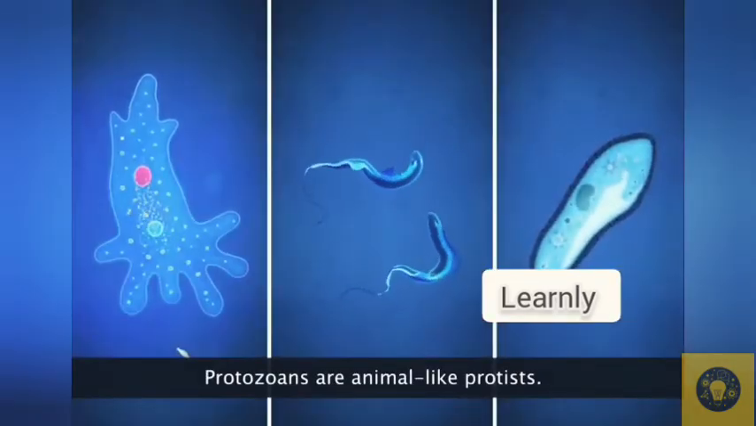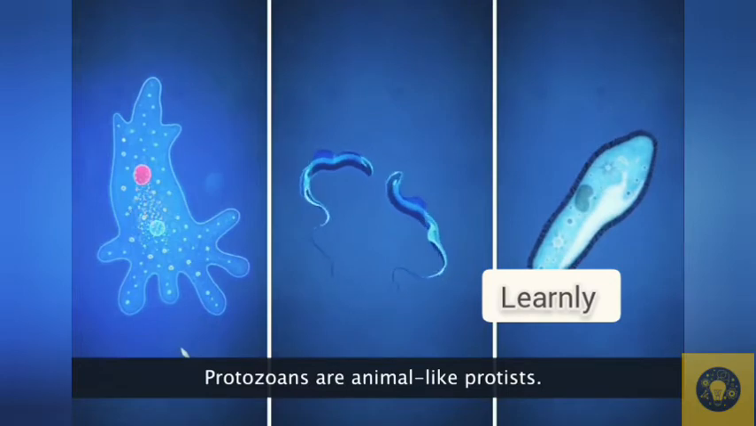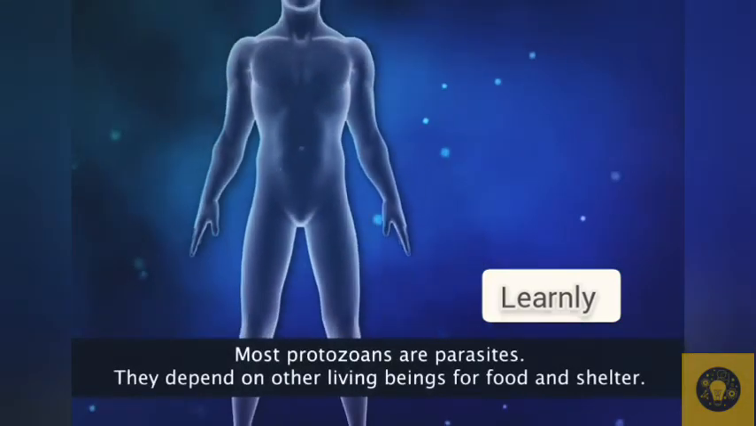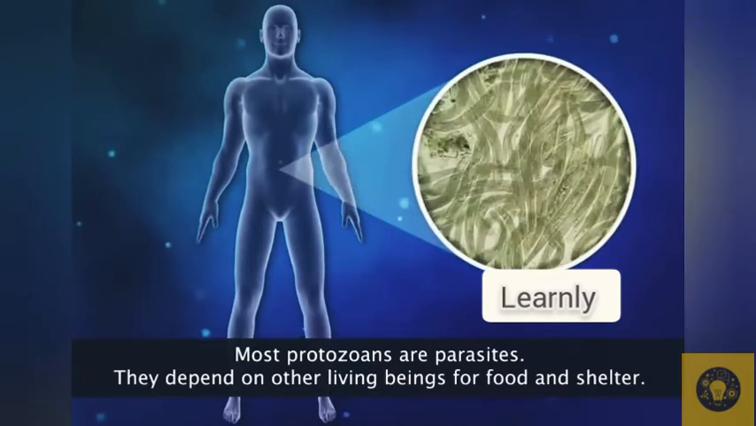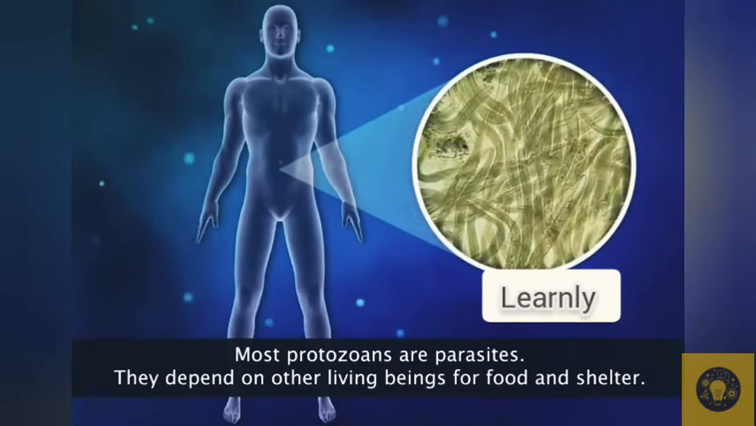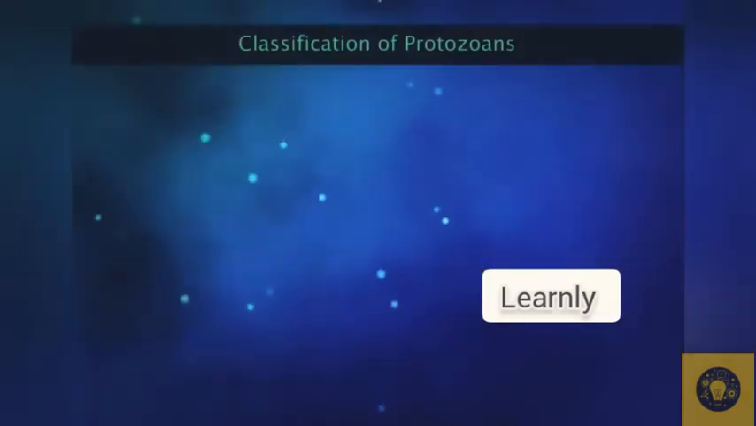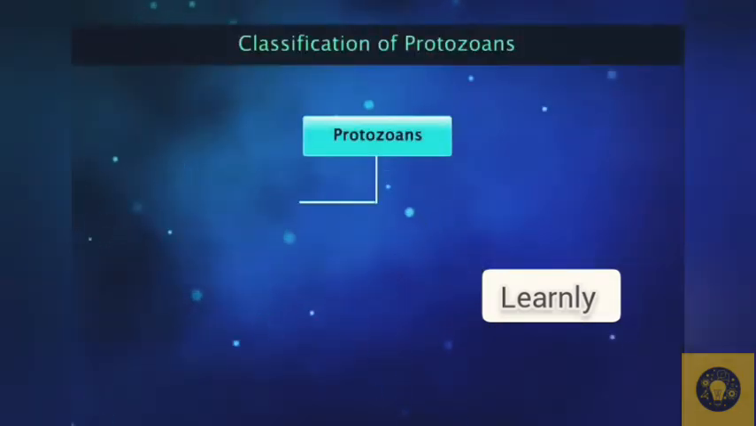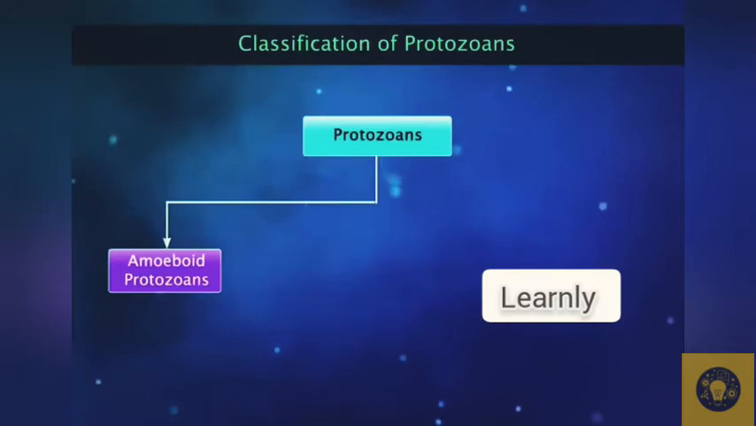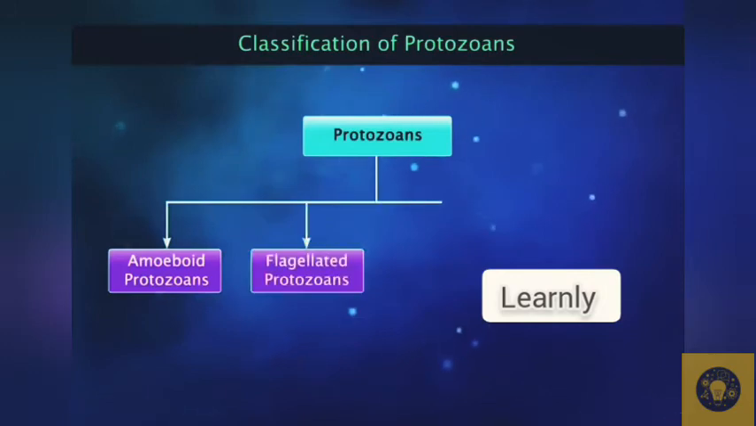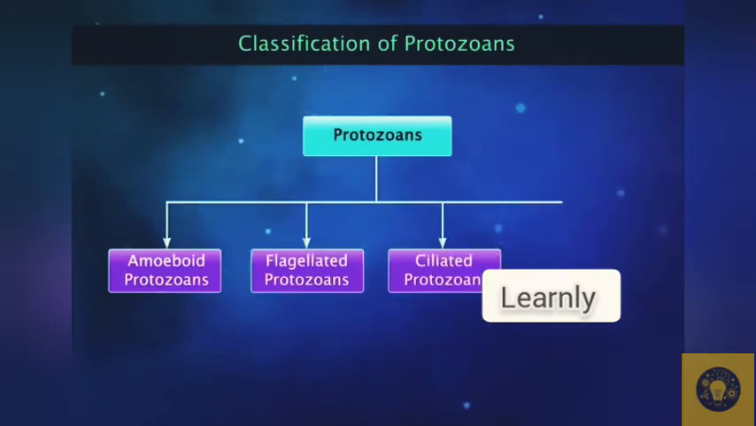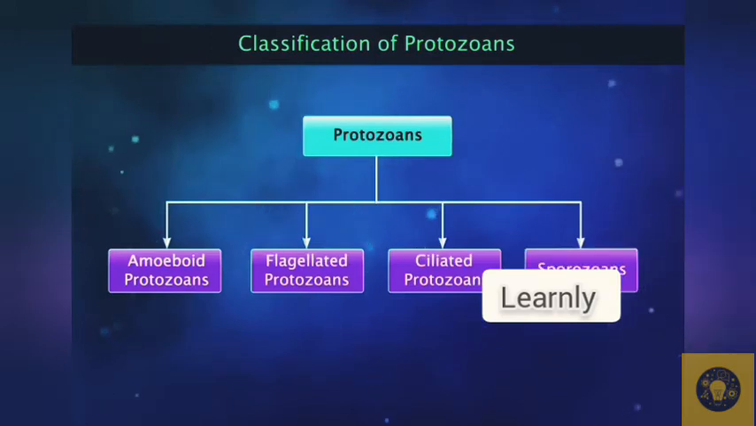Now, let's talk about animal-like protists, the protozoans. Protozoans usually exist as parasites. They live in other living organisms and depend on them for food and shelter. There are four major groups of protozoans: amoeboid protozoans, flagellated protozoans, ciliated protozoans, and sporozoans. Let us start with the first one, amoeboid protozoans.